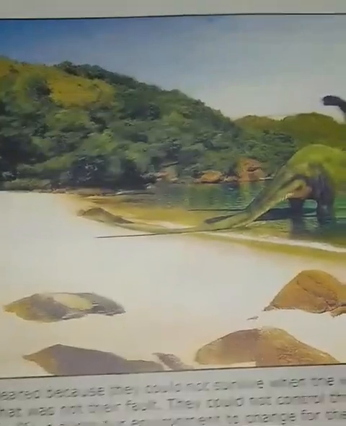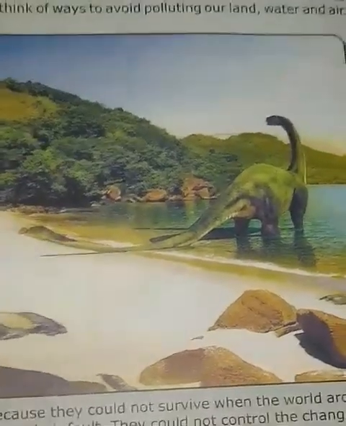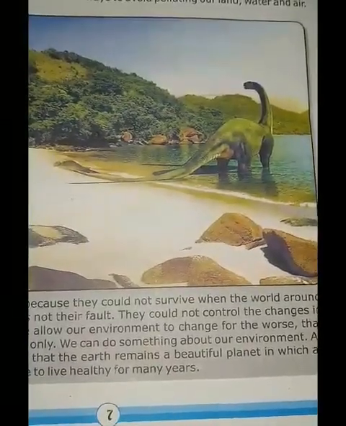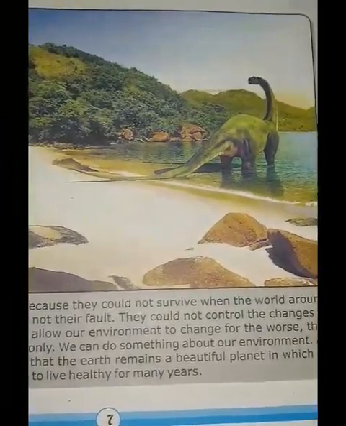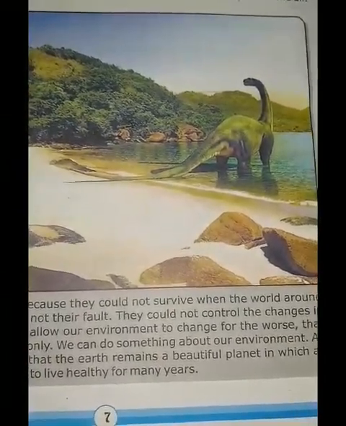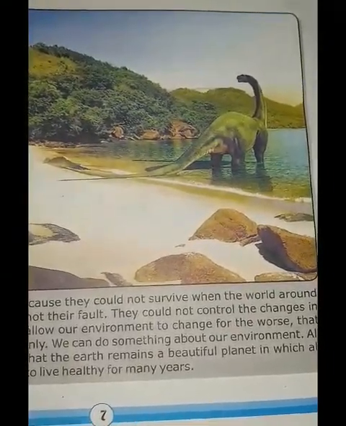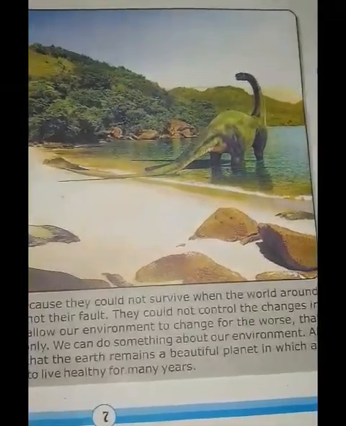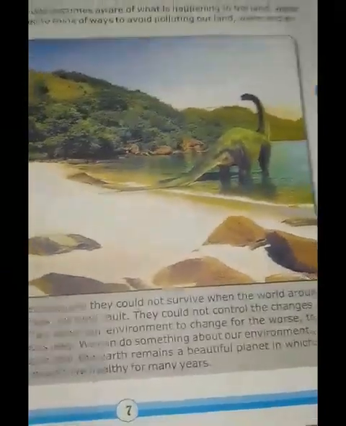It is also said that dinosaurs disappeared because they couldn't survive the changes in the environment. So if we allow our environment to change for the worse, that will be our fault and ours only. We can do something about our environment. All of us have to make sure that the earth remains a beautiful planet in which all living things can continue to live healthy for many years.